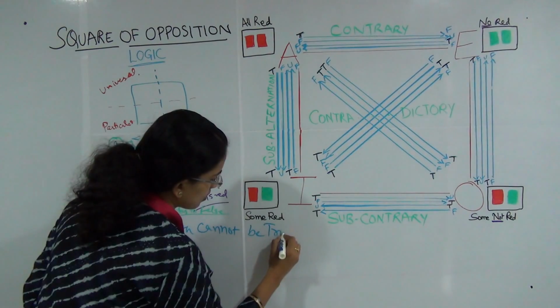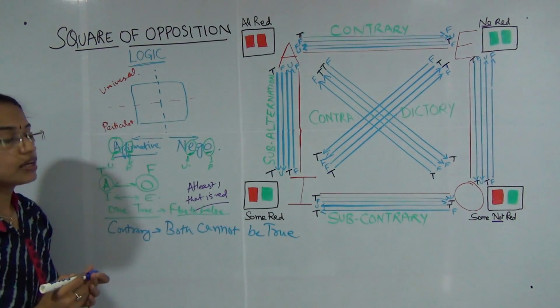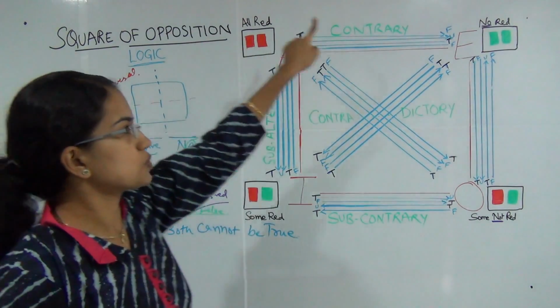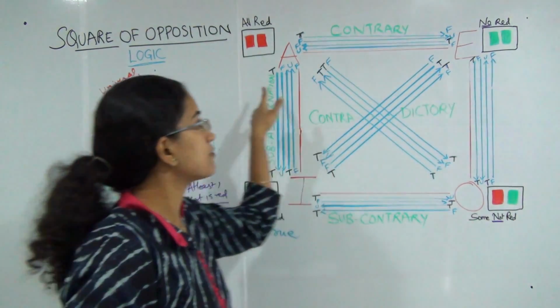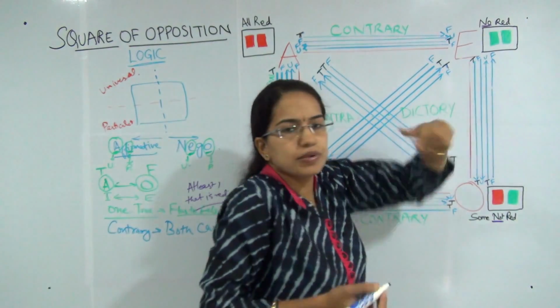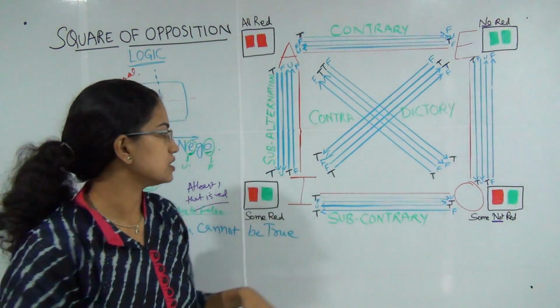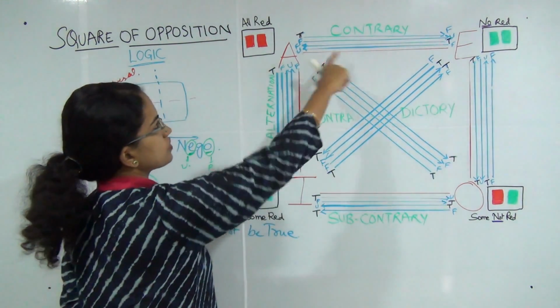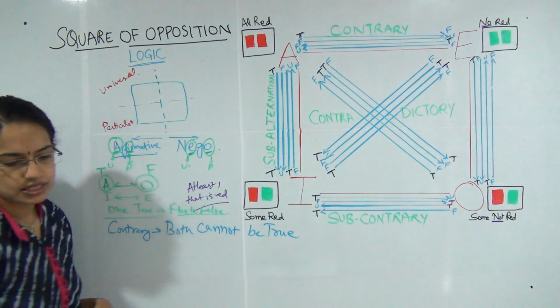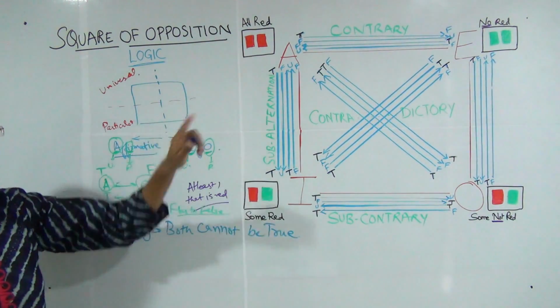Both cannot be true at the same time. If this is true, this has to be false. But if this is false, I cannot say anything about this. This can be true and this can be false in nature. So it's very important under the contrary approach, both cannot be true in nature, but both can be false in nature.